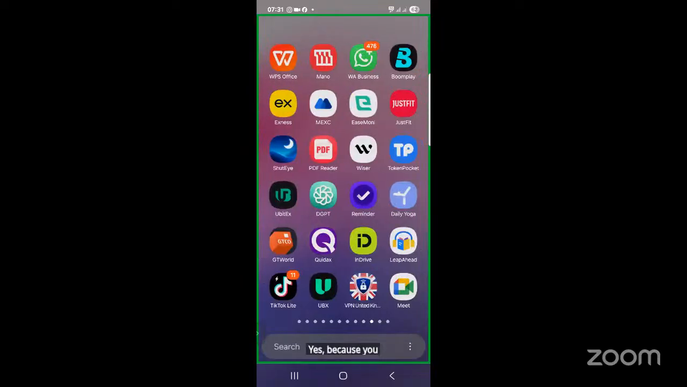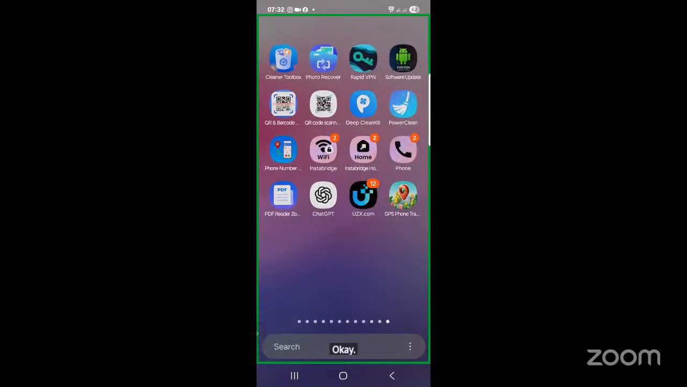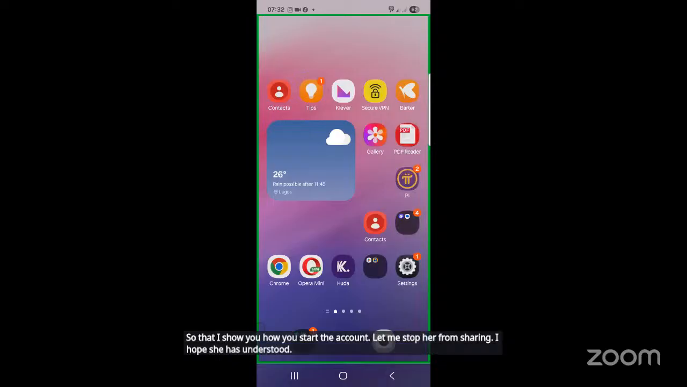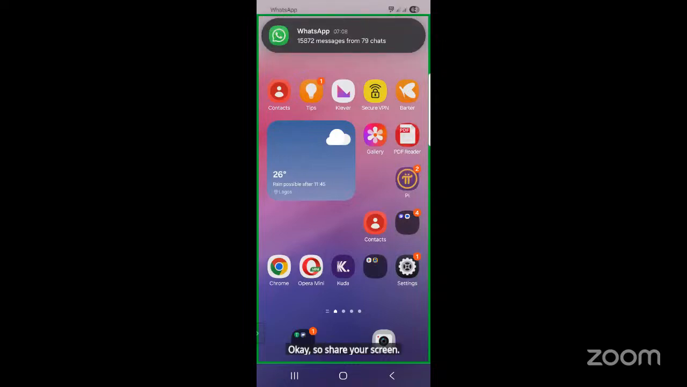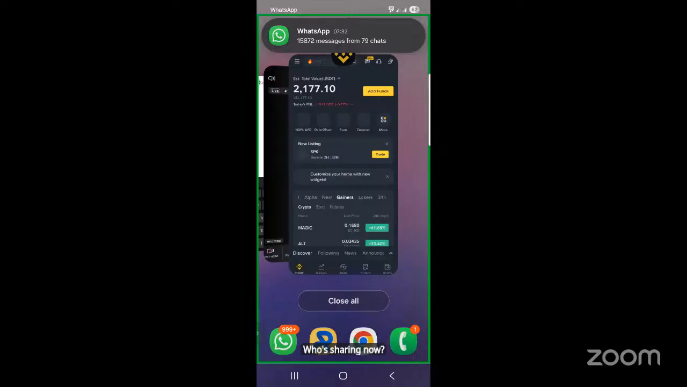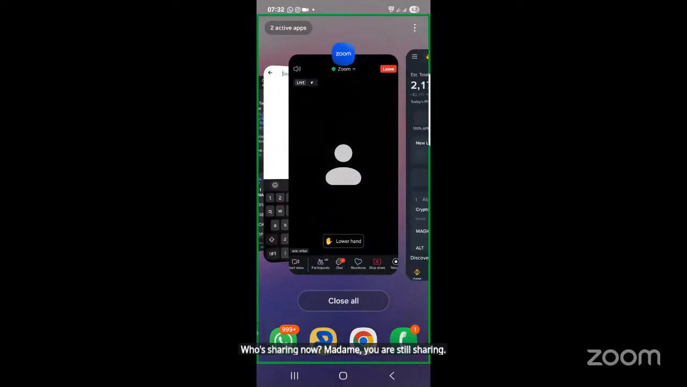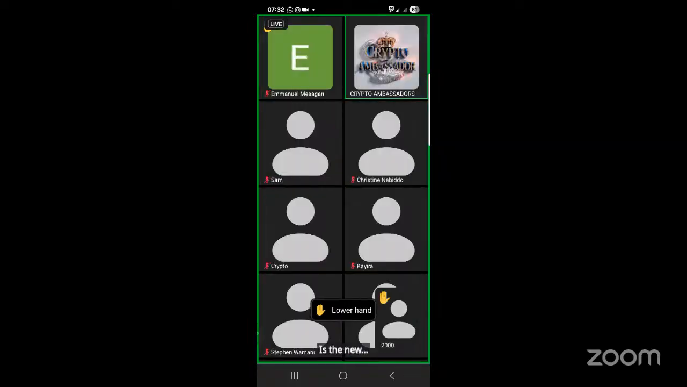Yes, because you haven't opened up your futures account. Share your screen so that I show you how you start the account. Let me stop her from sharing. I hope she has understood. Okay, so share your screen. Who's sharing now? Madam, you are still sharing. Okay, let me go out then. Yes, then you go and start over again.